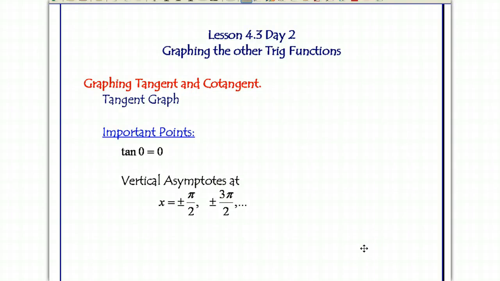All right, guys, this is chapter 4, lesson 3. This is day 2 of it. We're going to look at the tangents and cotangents.